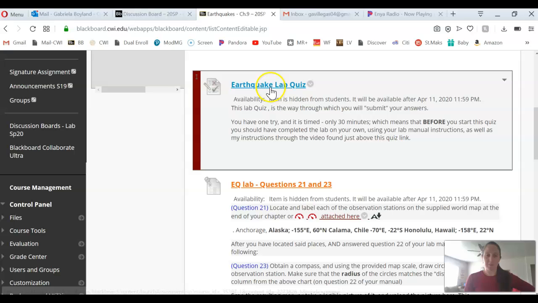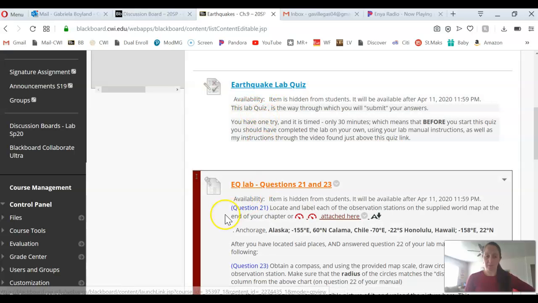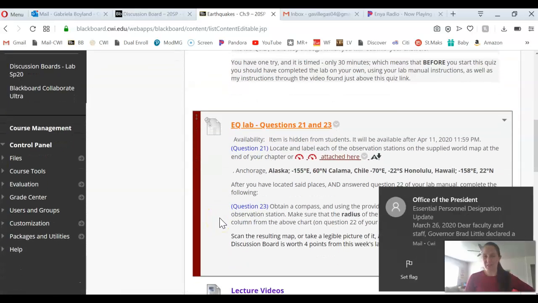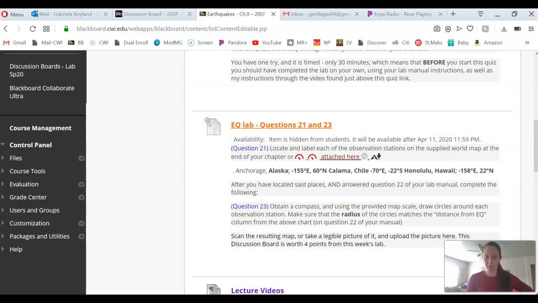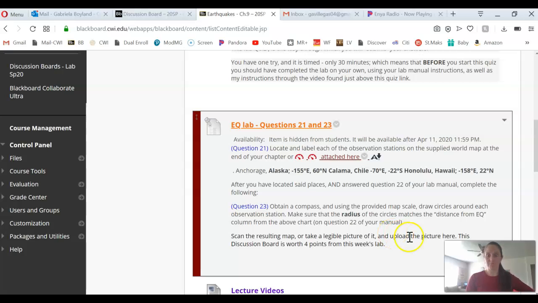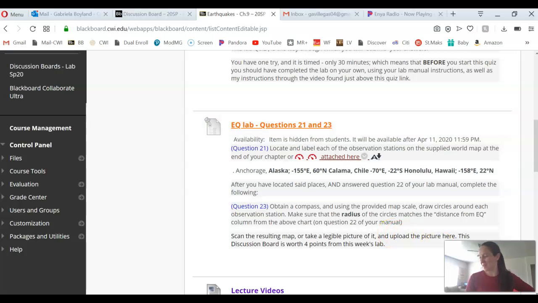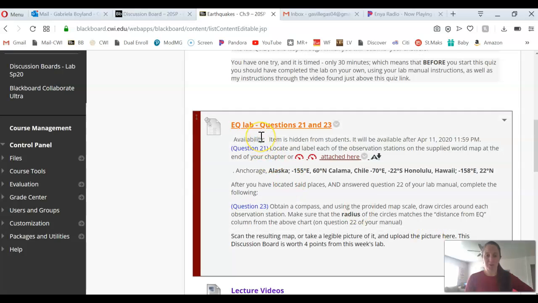Most of the questions are going to be in the earthquake lab quiz, but some of them, ones that I cannot really have multiple choice questions for, or even short answer questions for, are going to be on the discussion board. Okay, so you're going to hopefully draw on that map that was attached towards the end of the chapter, and you're going to scan it or take a really good picture of that drawing and upload it to this discussion board so I see how you did what you did for those questions.